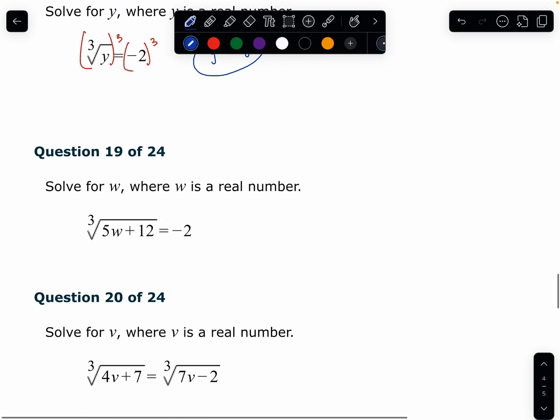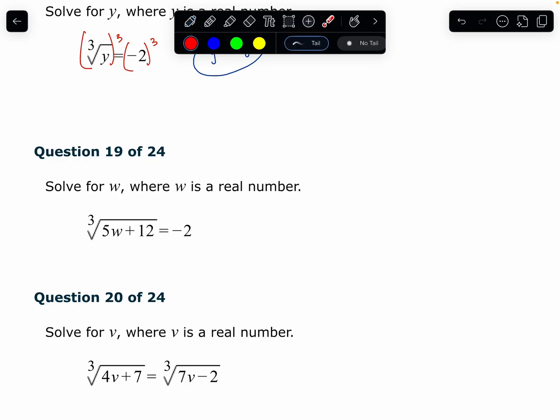For question 19, all right, now we do have a negative number on the right side, but this radical is a cube root, and that's okay. So we can continue to solve this like normal. So on the left side, I'm going to cube it. I'm going to cube the right side as well. So I'll get 5w plus 12 equal to negative 8. Subtract 12. So I'm just going to solve this like a linear equation.